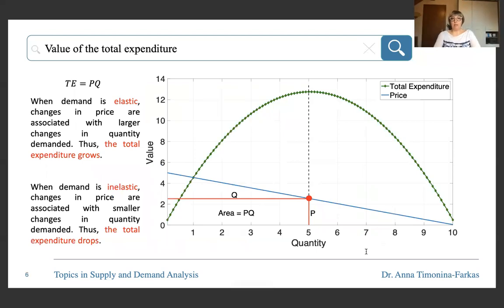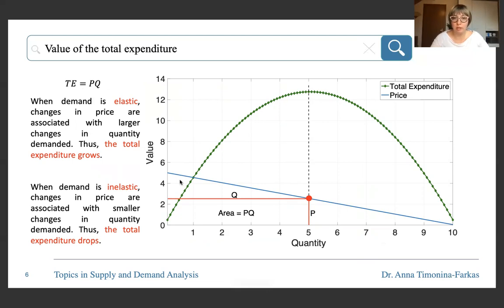Now, let us come to the total expenditure, and note here that we are not talking about elasticity of total expenditure, which would be, of course, the percentage change in total expenditure divided by a change in a variable price, for example. However, we are just talking about the value of total expenditure.